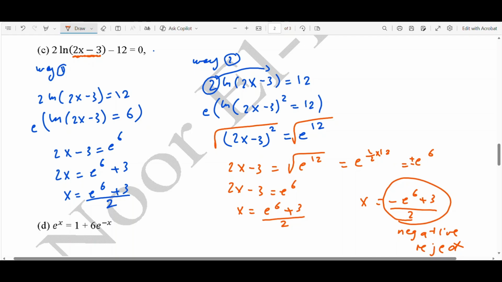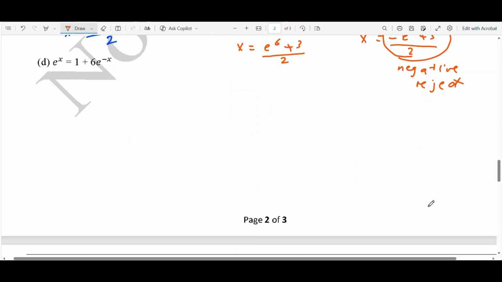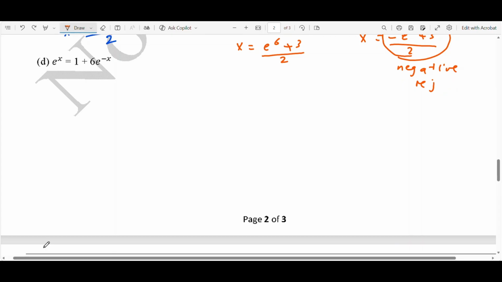Try to solve d by yourself because we solved something similar to d. Pause the video for 2 or 3 minutes, try to solve it, then come back. Did you try to solve d by yourself? Let's do it.